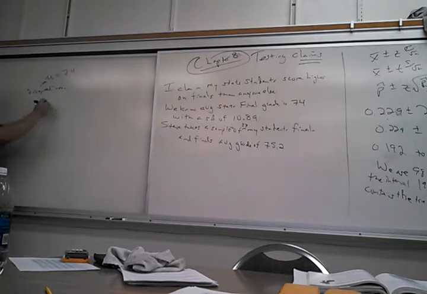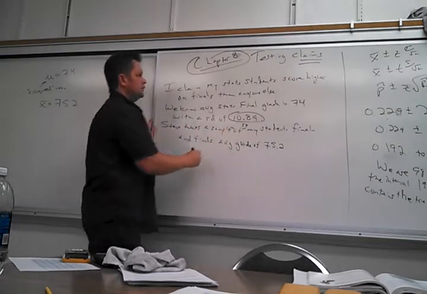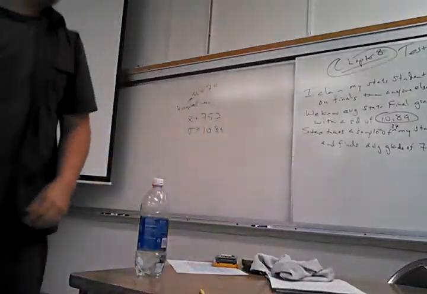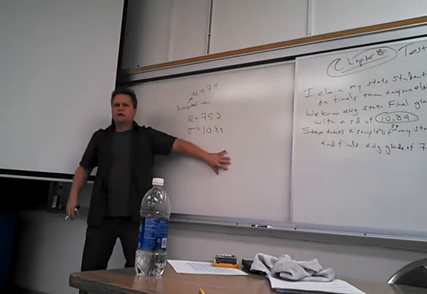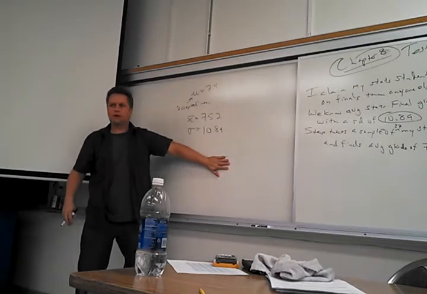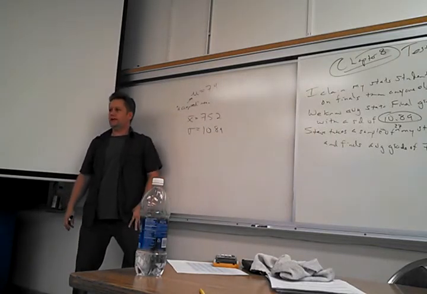What's X bar? 75.2. Beautiful. That's from the sample of my students. What symbol do I use for 10.89? I love it. This came from all stats final exam grades. That must be sigma. Cool. So how do I get the Z-score now? What do I have to do first before I want to calculate a Z-score?